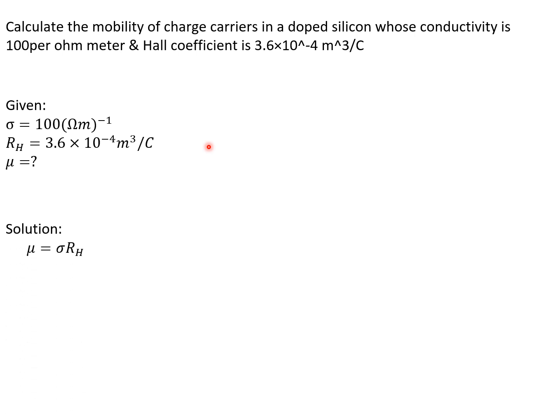Simple it is. We know the formula mu is equal to sigma into RH. So simply we need to multiply these two to get the mobility. So we put the values and arrive at the answer. Mobility of charge carriers is 0.036 meter square per volt second.